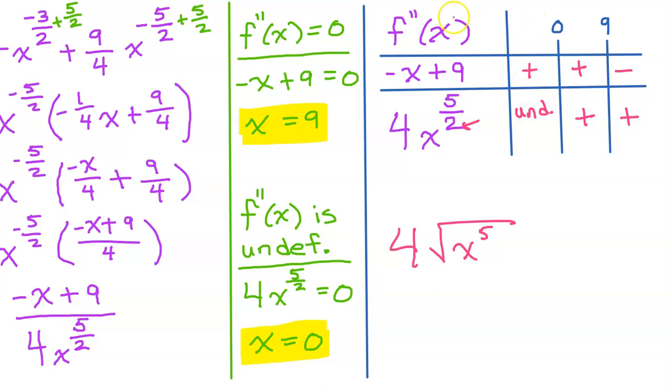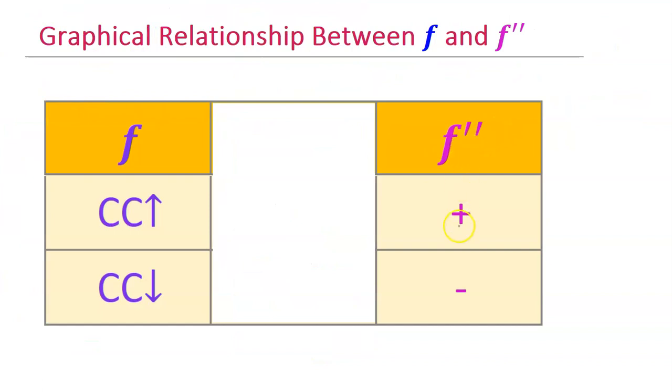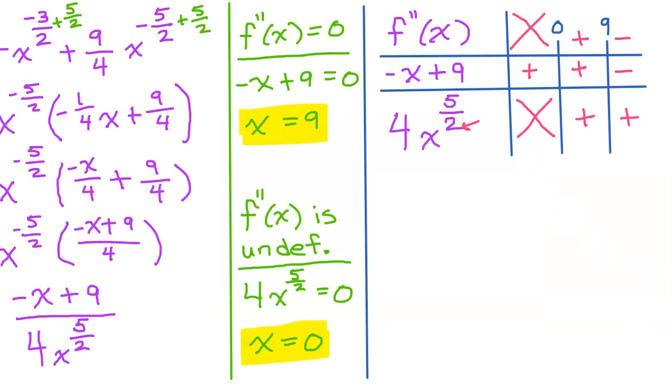Now let's consider the overall value of f double prime. If the numerator is positive but the denominator is undefined, then f double prime is undefined. If we have a positive divided by a positive, that's a positive. If you have a negative divided by a positive, that's a negative. But remember, if f double prime is positive, the function is concave up. If f double prime is negative, the function is concave down. That means the function will be concave up in this interval from 0 to 9, and it will be concave down from 9 to infinity.